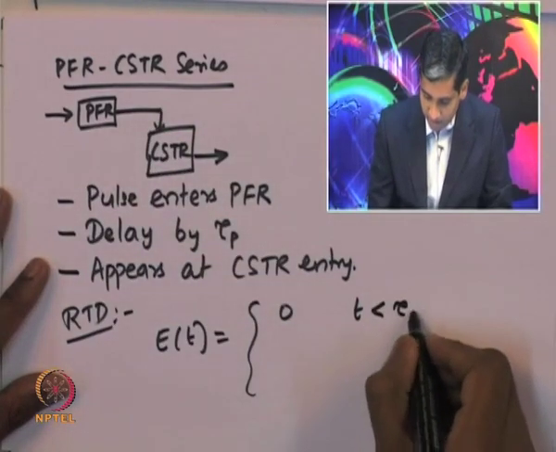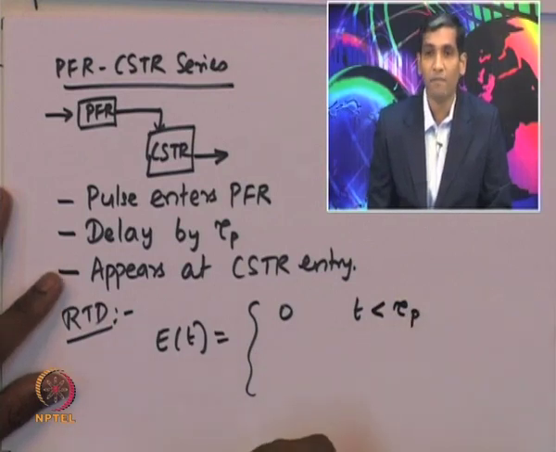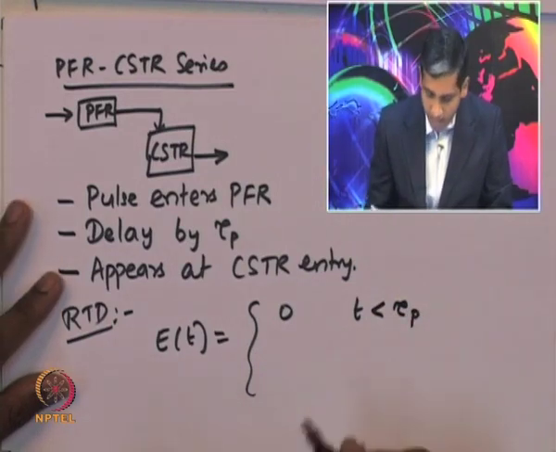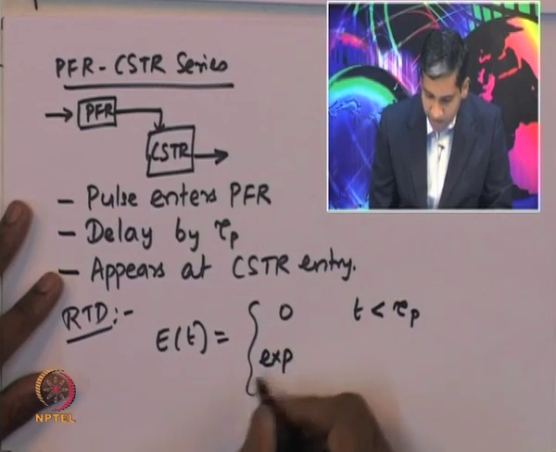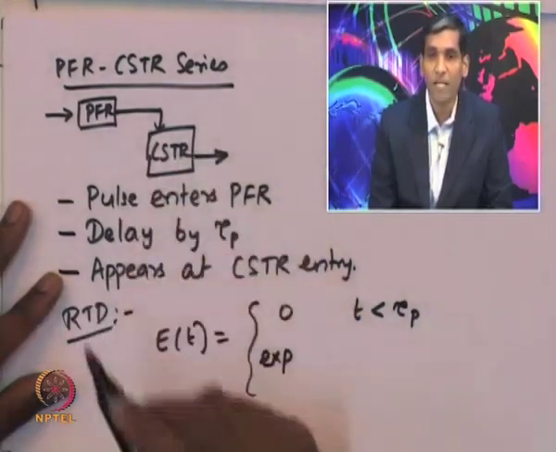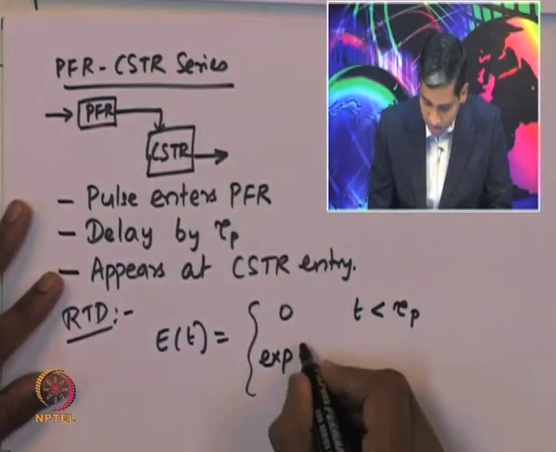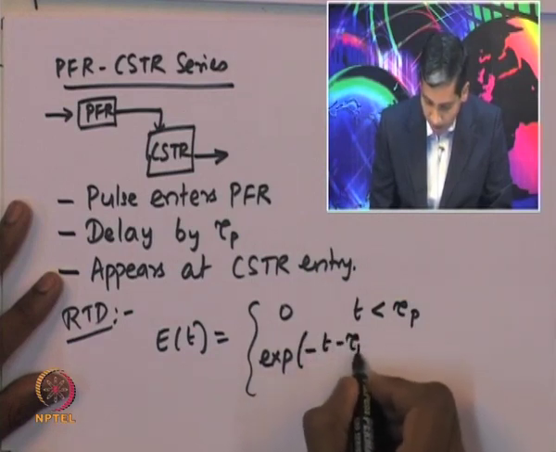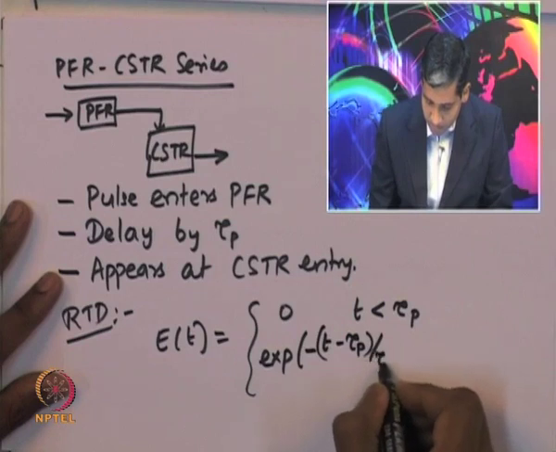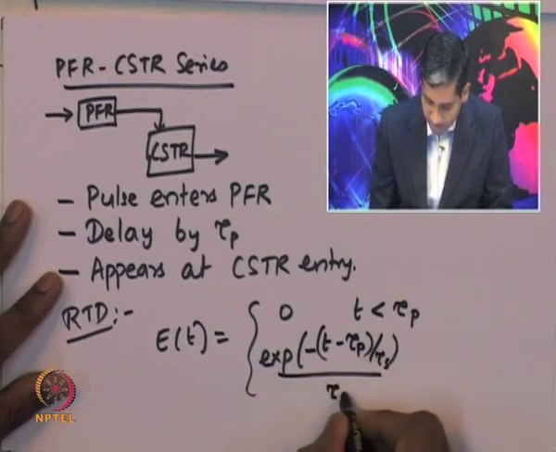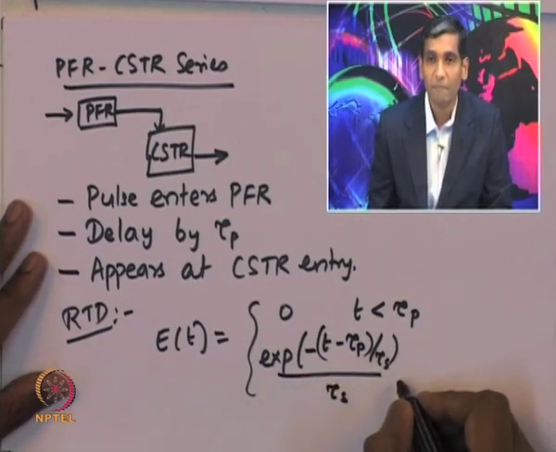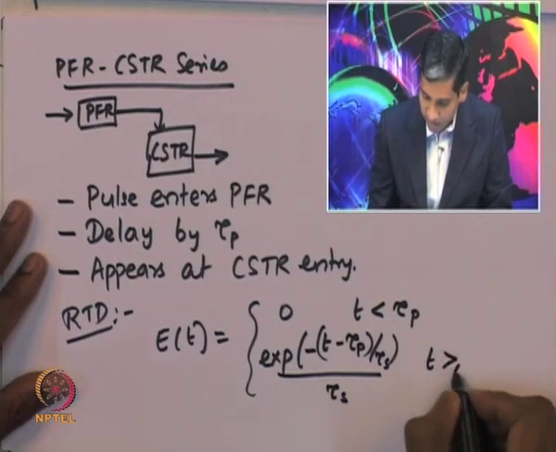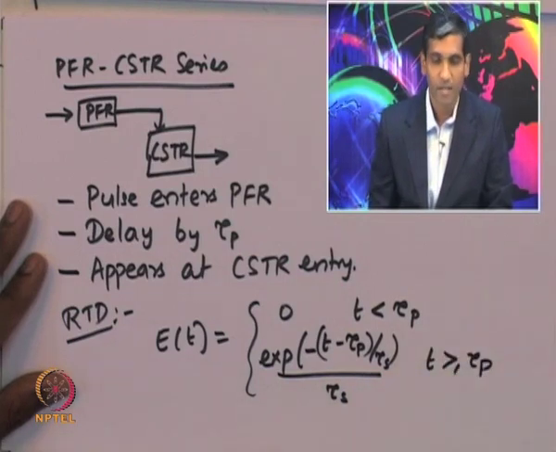the space time of the plug flow reactor is reached, and after that it will be controlled by the residence time of the CSTR. So, therefore, the residence time function will be E of t equals exponential of minus (t minus tau p) divided by tau s, where tau s is the space time of the CSTR, and this is for t greater than or equal to tau p.